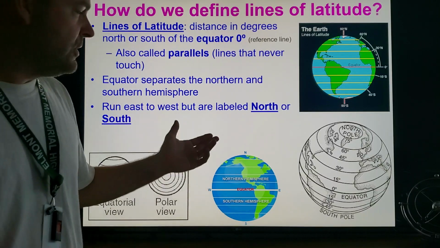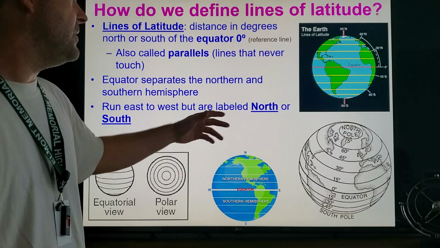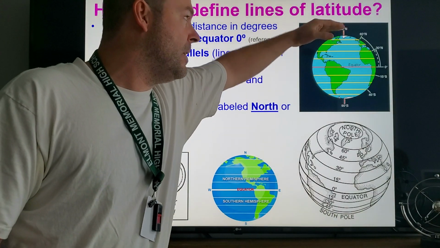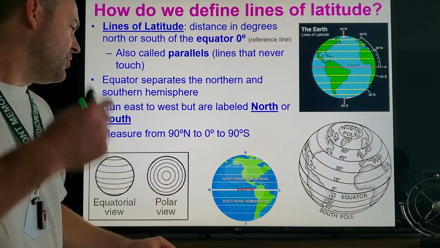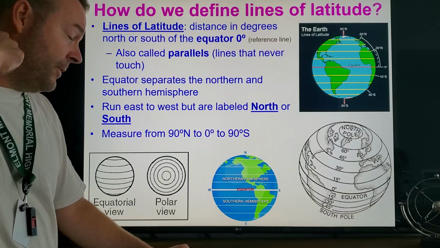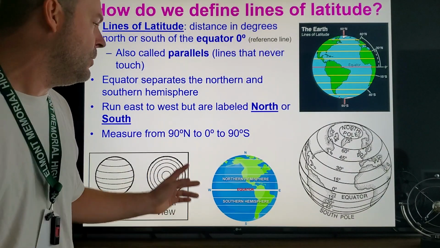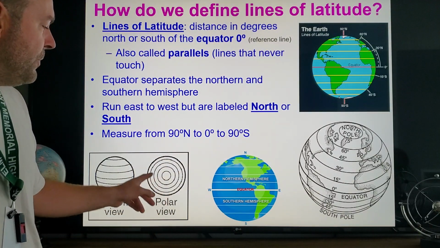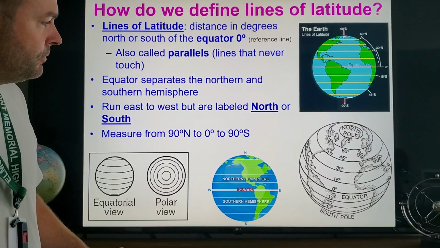What's confusing to some students is that while the lines run east to west, we label them north to south, because if you're crossing latitude lines, you're either going north or south. They measure from 90 north to 90 south. If you have something like 91, you're making a mistake. It's got to be between 90 north and 90 south. That's what it looks like from the North Pole, and that's from the equator view.